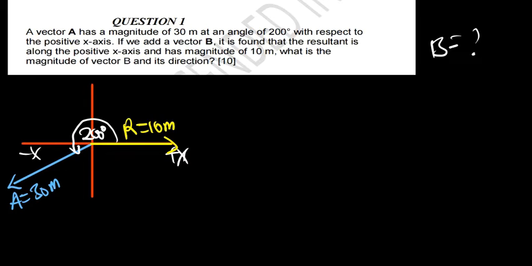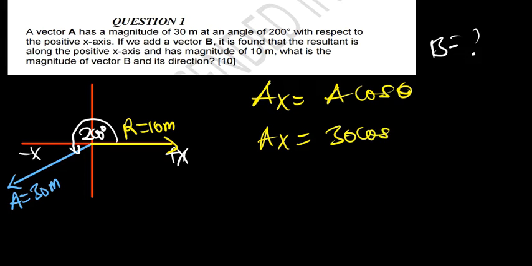Okay? So what I'm going to do now is, we are saying that if we add vectors A and B, the resultant is going to be 10. So let's resolve each vector into x and y components. I'll start with A. To resolve any vector into its x component, we use cos theta. So I'm going to say Ax equals 30, my A vector, cos the angle, in this case the angle which we're going to use is the angle coming from the x-axis all the way until it touches the vector. So I'll say cos 200 degrees. So what is my Ax? I'll get my calculator.